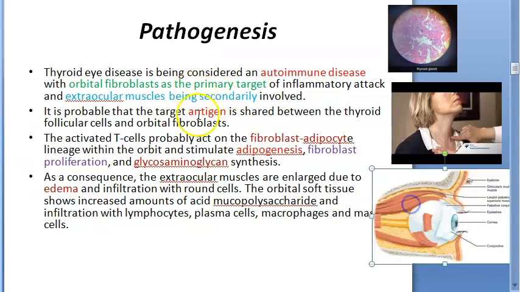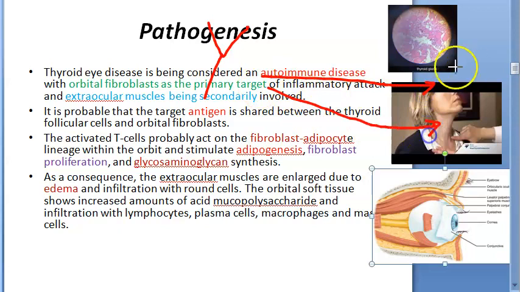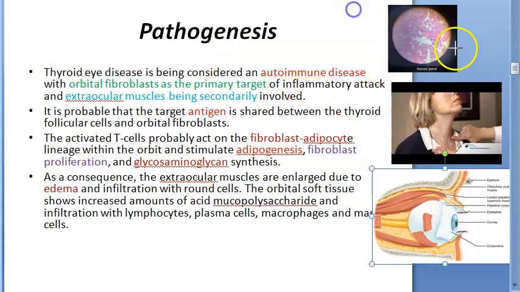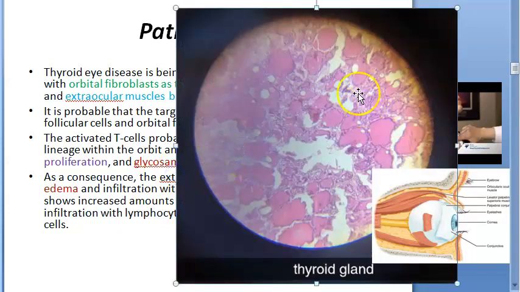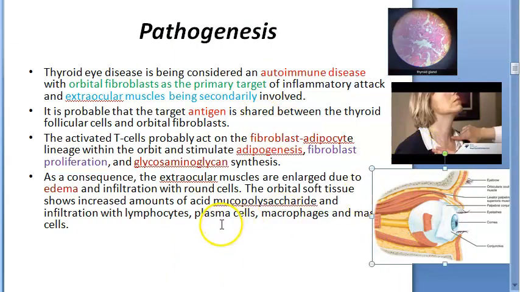Okay, so you understood, right? In pathogenesis, what did we read? There is some antibody. This antibody is attacking the eye and the thyroid. We are looking at what happens in the eye. In the eye, it is attacking the fibroblast. After that, as a consequence of all that, secondarily the extraocular muscles get affected. Okay. So this is the histology of thyroid. If you remember, you would have seen it in histology. This is how thyroid looks under the microscope. Okay, we're done with pathogenesis.